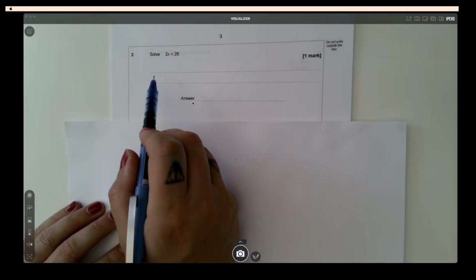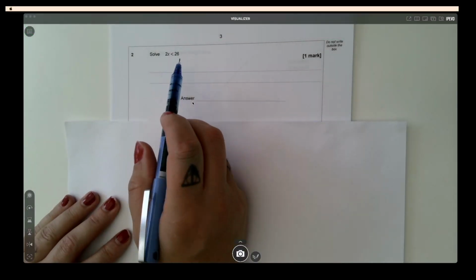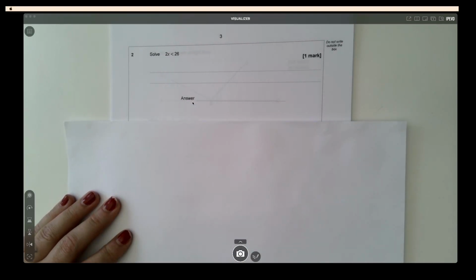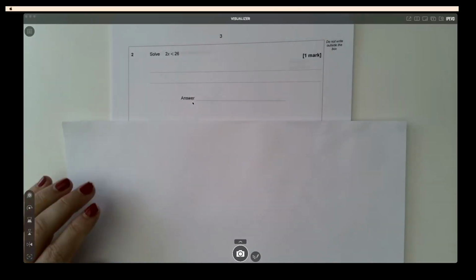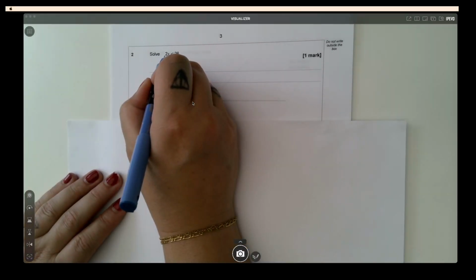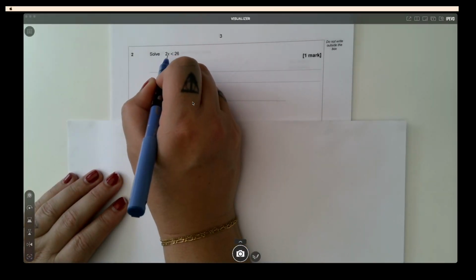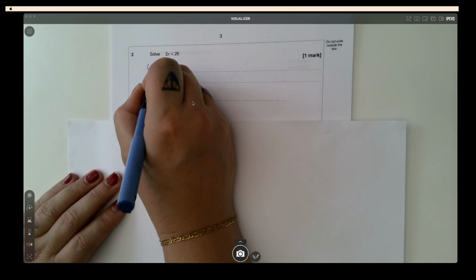Question 2. Solve 2x is less than 26. So solving inequalities works the same way as solving equations. We're going to use the inverse operations. So this is 2 multiplied by x. So the inverse would be to divide both sides by 2.